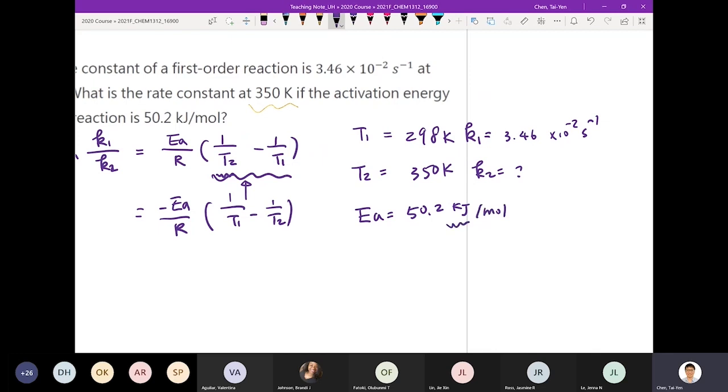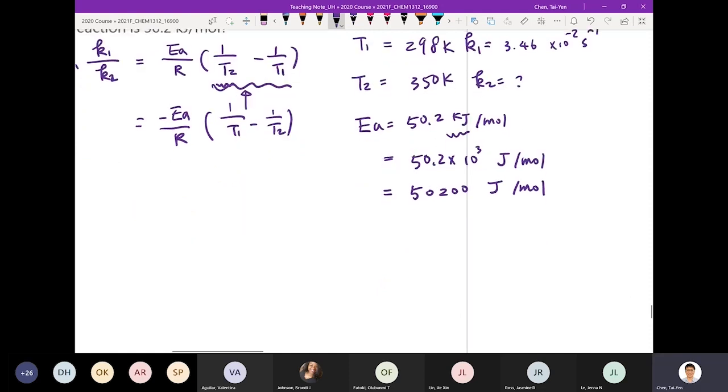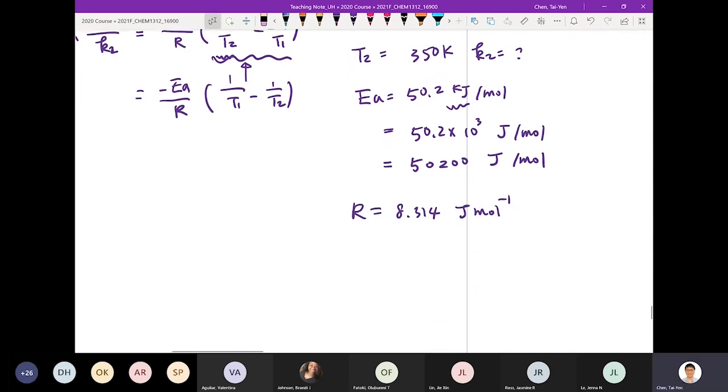So this is another part that many students will make mistakes on. When you put in your Ea, it has to have the unit of joules, not kilojoules. So to convert, this is actually 50.2 times 10 to the third joules per mole, right? And that's going to equal 50200 joules per mole. And then we know our R is 8.314 joules per mole K. You will solve for your K2 properly. I will just give you the number here. The K2 is 70.18 times 10 to the negative 2 per second.